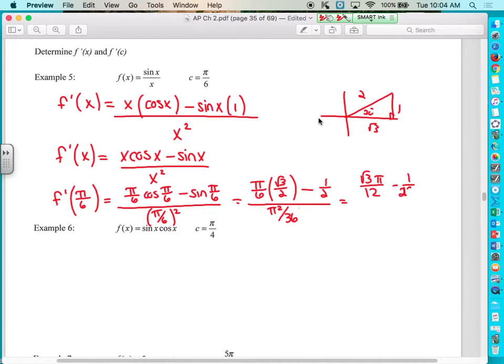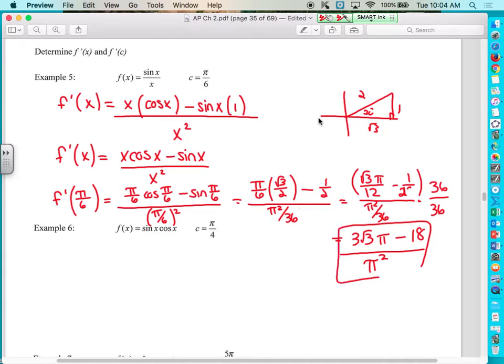And if I simplify that first fraction there, I want to get rid of all these complex fractions. So the least common denominator for all of those is 36. If I multiply the top and bottom by 36, the first term would reduce to a 3, so I'd have 3 root 3 pi. 36 times 1/2 will give me, what, 18? And then the 36 would cancel on the bottom. I get pi squared in the bottom. So there are some pretty crappy numbers for that one, but you know how to do that.